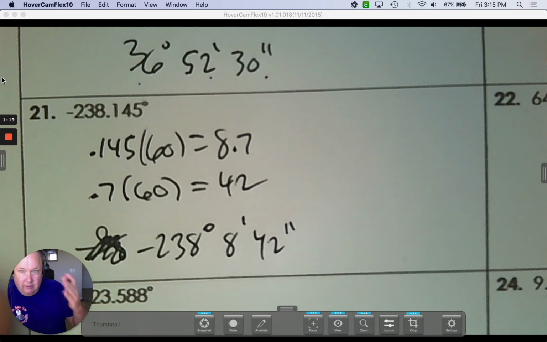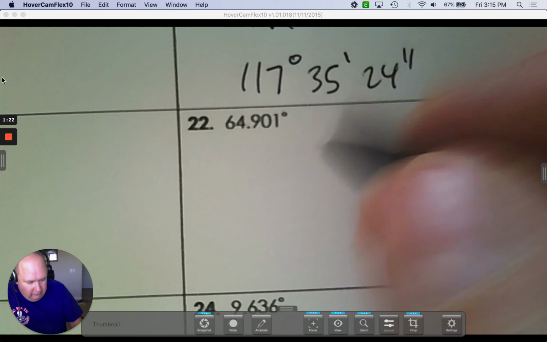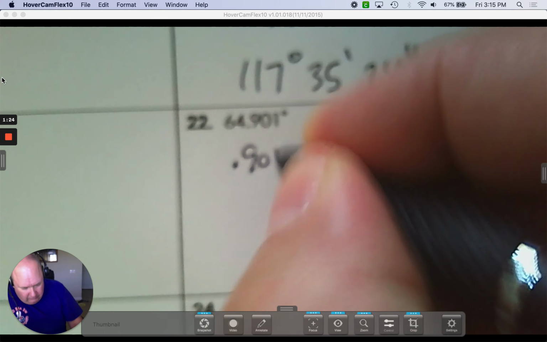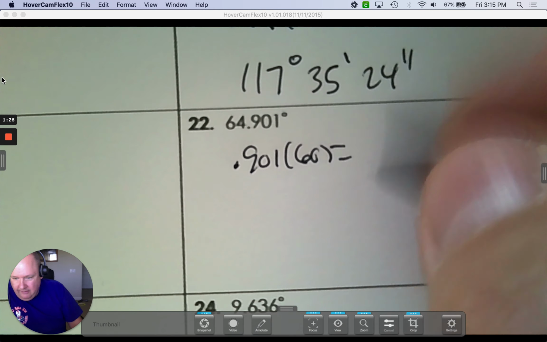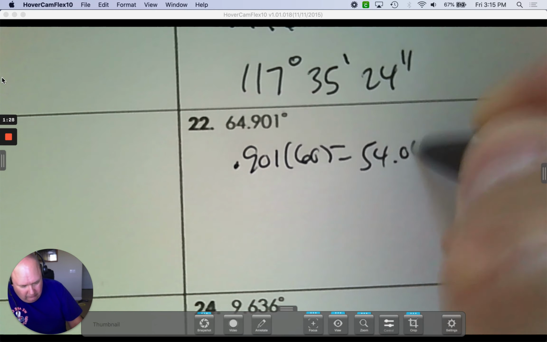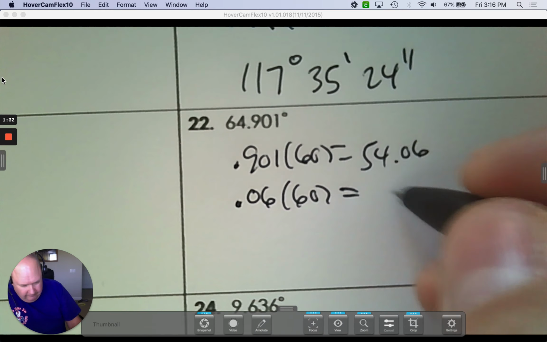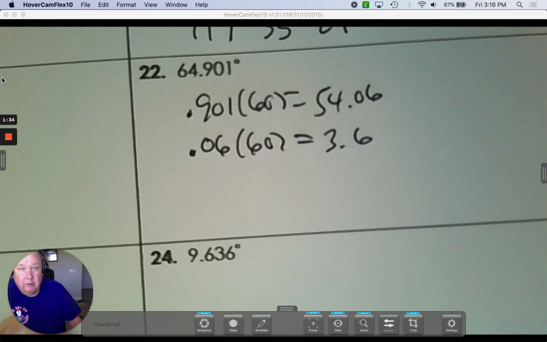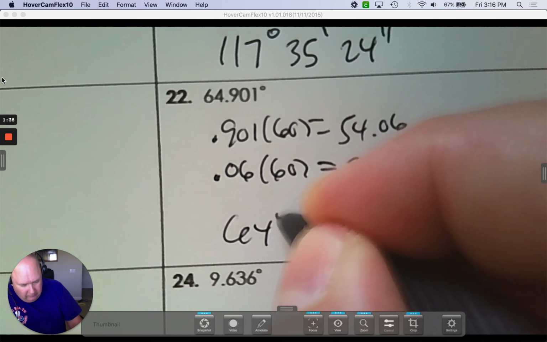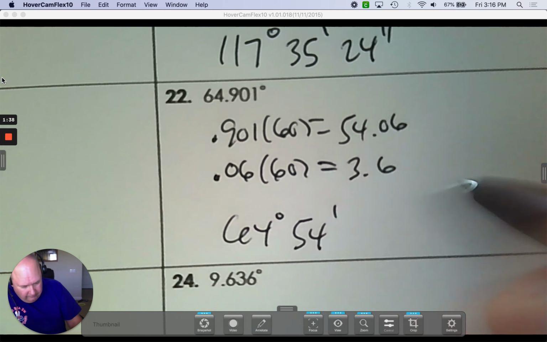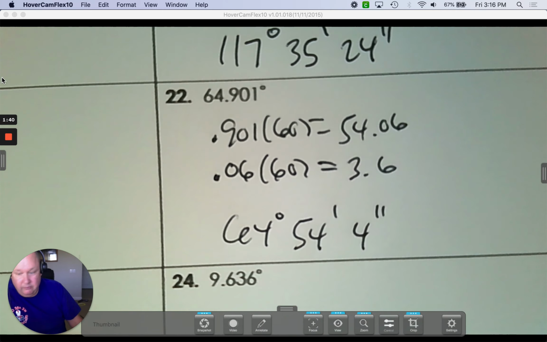Another way to describe the size of an angle. 22. Worry about the decimal times 60. That gives you 54.06. The decimal again times 60. That's 3.6. So we're going to round. So it's 64 degrees. It's 54 minutes and 4 seconds if you round.